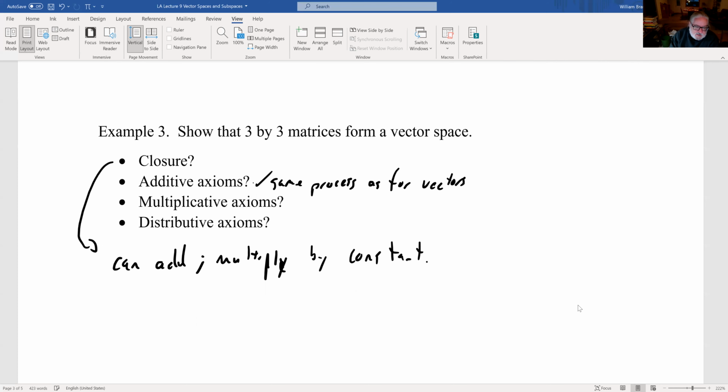The same thing that we did for vectors will show that 3 by 3 matrices themselves are also a vector space, right? The things that can be added and multiplied by constants, and addition and multiplication behave the way you should. So lots of things are vector spaces. 3 by 3 matrices is a type of vector space. It doesn't have to be just these formal vectors that we've defined.